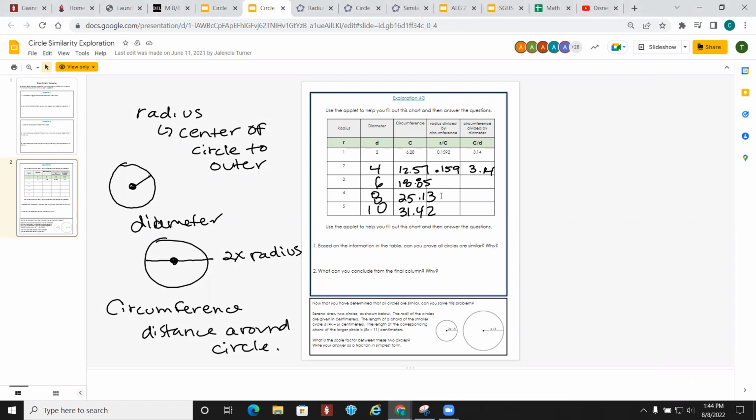So now these last 2 columns are really important. Ready? This is the part you want to pay attention to. R divided by C: when you do this, you're going to get 0.159 for every single one of these. And in this last column, when you take the circumference and divide it by diameter, you're going to get 3.14. Guys, what's 3.14? That's exactly pi.